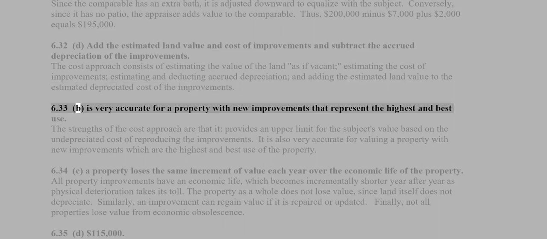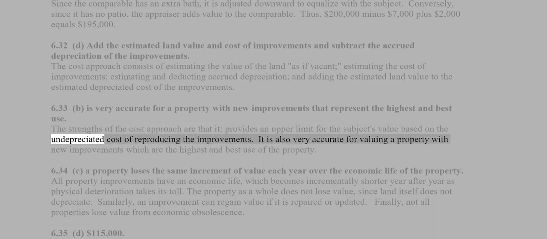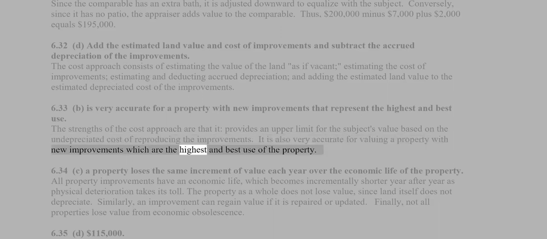6.33 B is very accurate for a property with new improvements that represent the highest and best use. The strengths of the cost approach are that it provides an upper limit for the subject's value based on the undepreciated cost of reproducing the improvements. It is also very accurate for valuing a property with new improvements which are the highest and best use of the property.